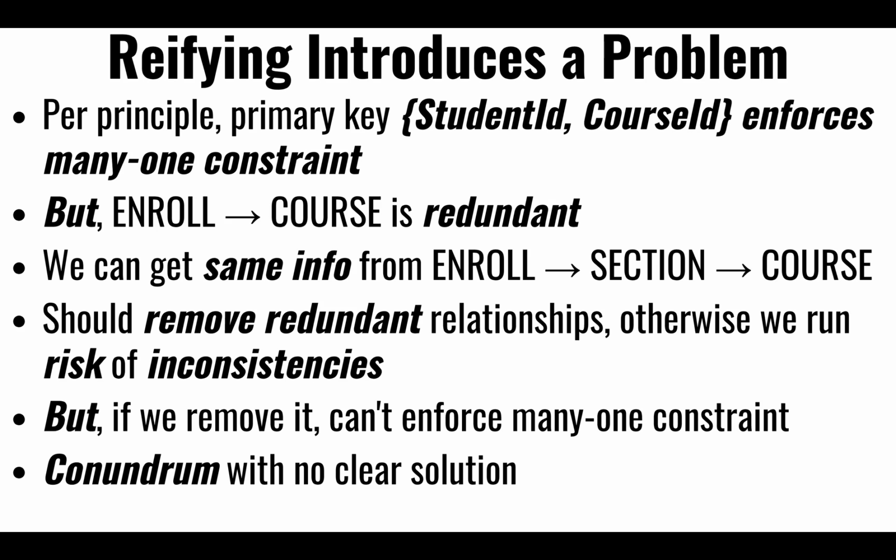It's a conundrum. You have to choose between two suboptimal choices. What do you do? There are no good options. Both of them are bad options. In one of them you're not enforcing the constraint, so that means that you could be enrolled in the same course more than once, meaning we're not enforcing the original rule, or you would be keeping the redundancy. That would introduce a risk of inconsistency.